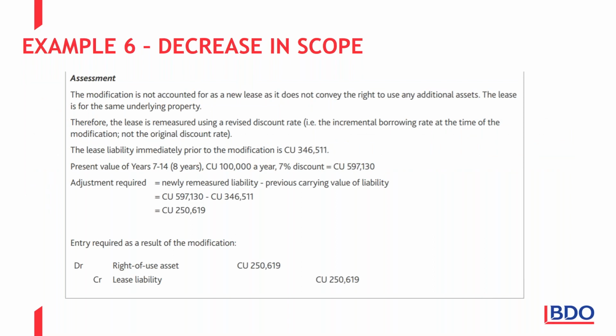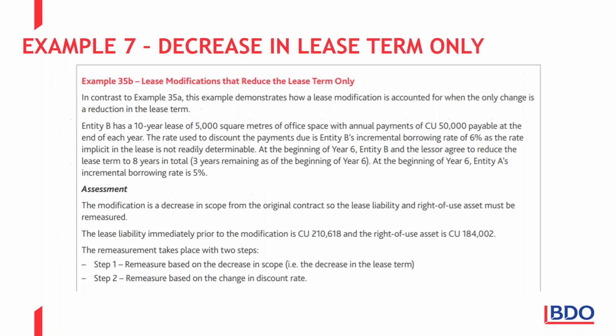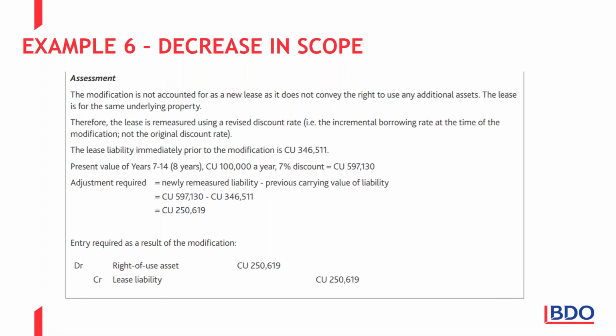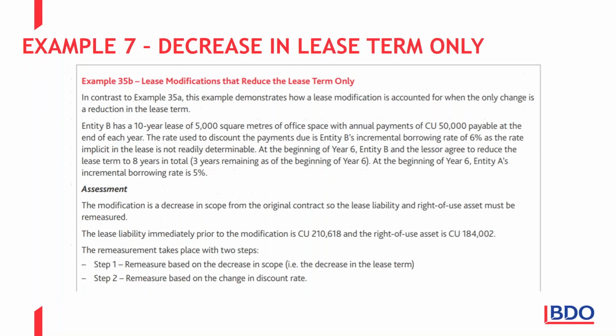If we talk about a decrease in scope, before we move on to example 7, the principle would be if you decrease the scope, we're getting rid of half of your liability, half of your asset. The difference will go to profit and loss, and it's important that the lease liability that remains will have to be remeasured using the new discount rate, because we are repricing our payments.